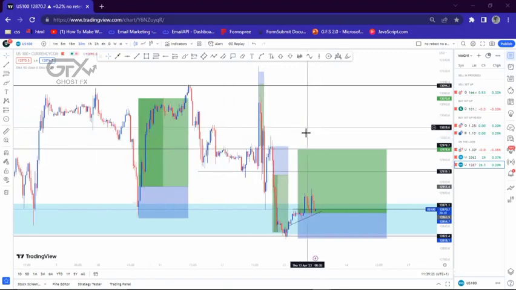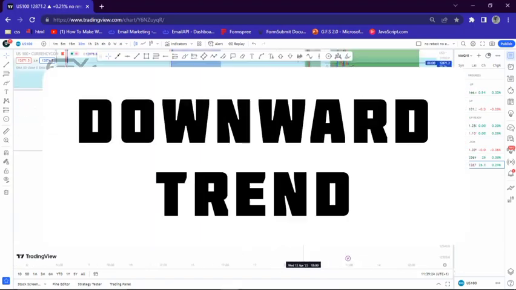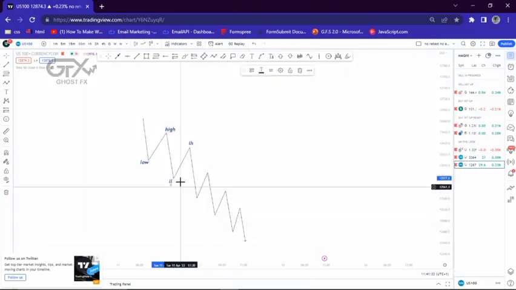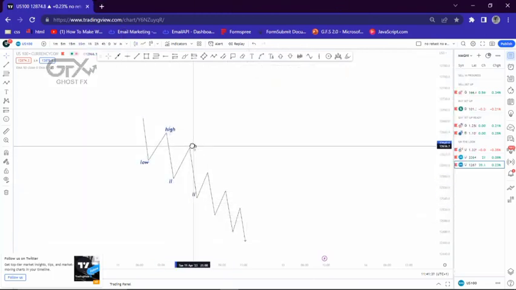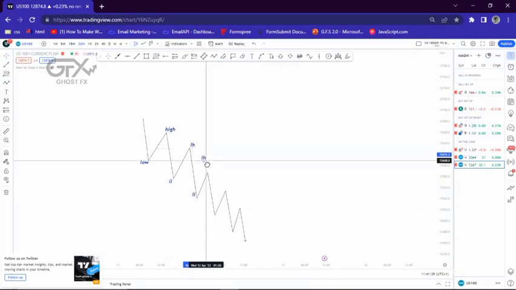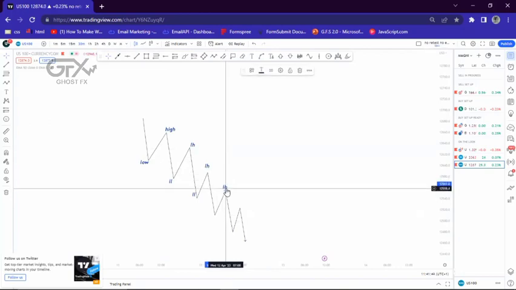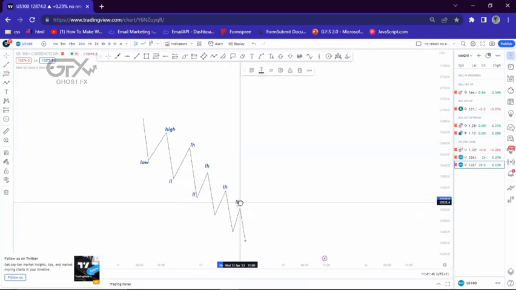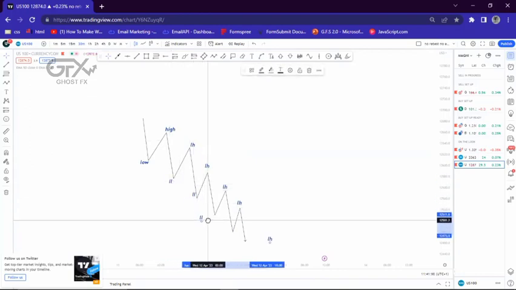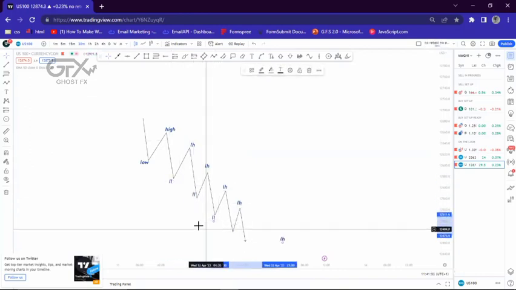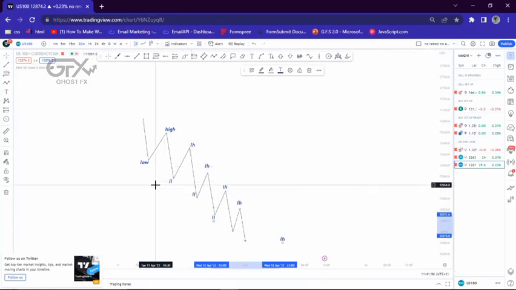So guys, today we're going to talk about the downward trend. Continue lower low, continue lower high, continue lower high, continue lower high. So as time progresses, continue lower low and lower highs. So basically guys, this is the constituent of a downward trend.